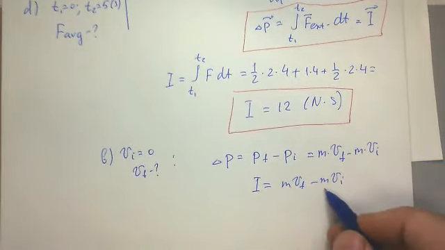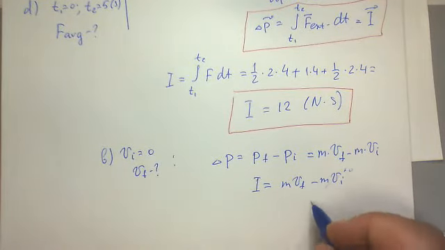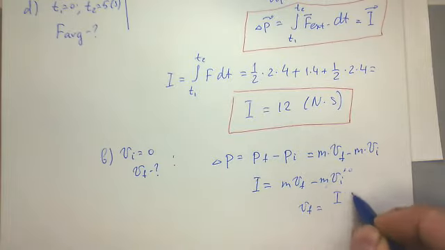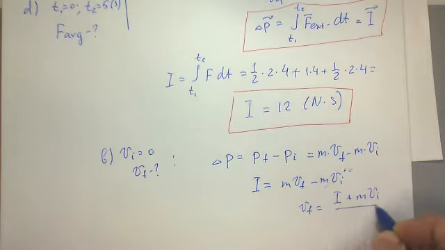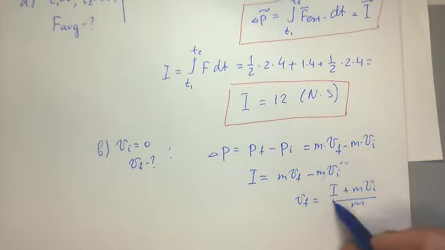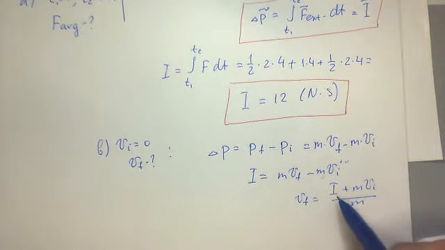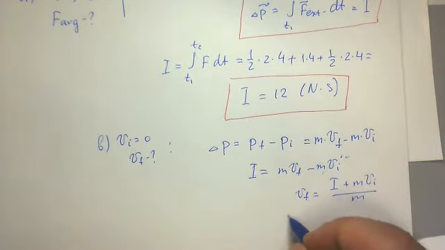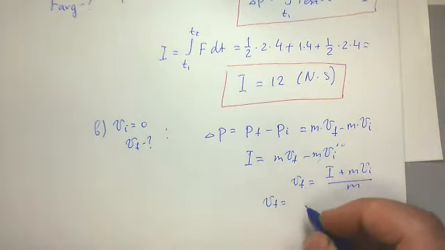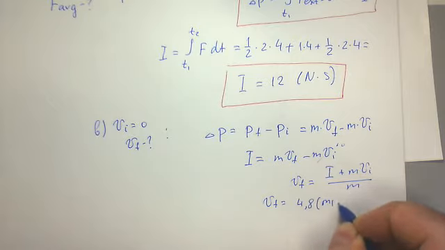And from here, v initial is 0, it is given in the problem. We can easily find v final. In general, v final will be impulse plus m v initial, over m. So now substitute v initial equals 0, the impulse we just found here, and the mass is given in the problem, it's 2.5 kilograms. And in part B of the problem, the final speed of the particle would be equal to 4.8 meters per second.